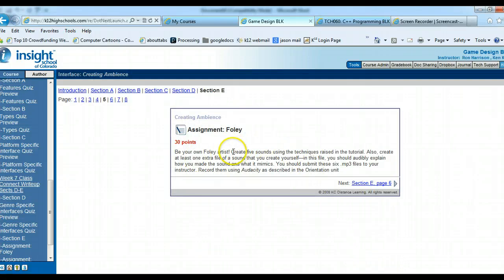So here's your assignment. You're going to create 5 sounds using the ones that the tutorial showed, like the previous screen had about 8 or 10 examples. So you'll create 5 of those. And then you're going to do one extra file of a sound that you create yourself. A sound that they didn't have listed that you create.